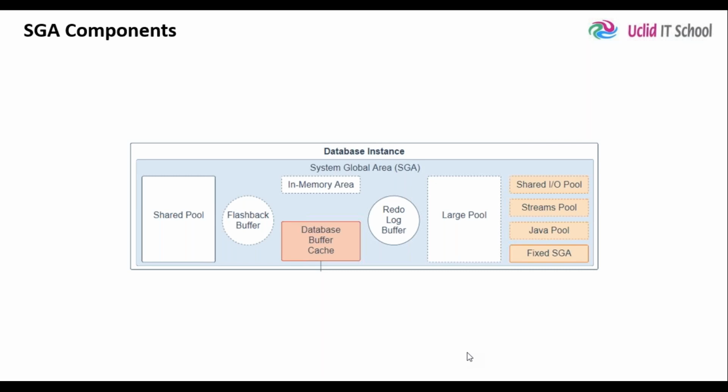So now let us understand all these components. In the theory guide that we are going to look at, you will have a detailed description of each of these components and what is stored in each of them. For now, we will look at some of the important, mandatory components like the shared pool, buffer cache, redo log buffer, and fixed SGA.